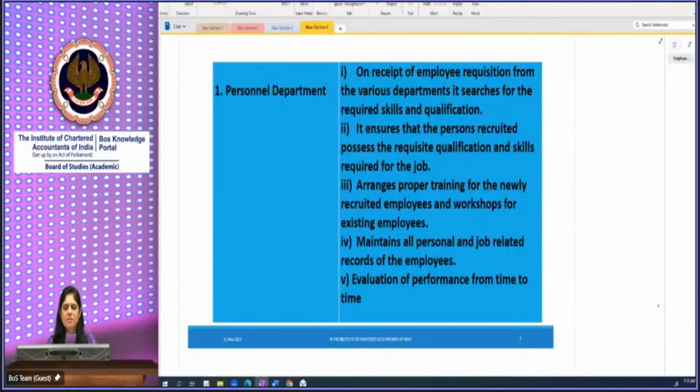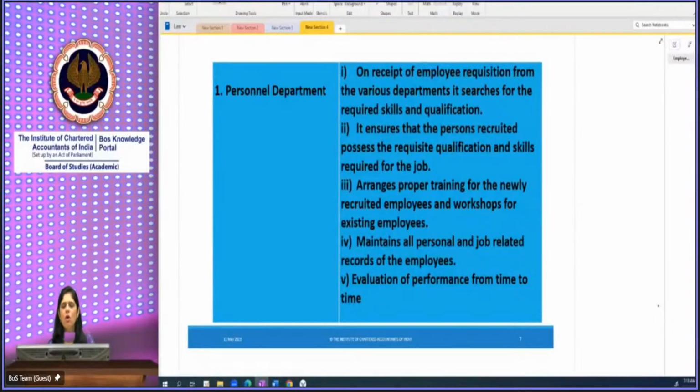It ensures that the persons recruited possess the required qualification and skills. So HR department only sees that whosoever person we are appointing, he should have that qualification or knowledge, experience, skill, etc. for the job. Then they are giving proper training. So whenever an employee or a worker joins the organization, they first give some training to understand the system of the organization, how the system works. All right. So they are giving proper training. Again, it's the role of the personnel department only.